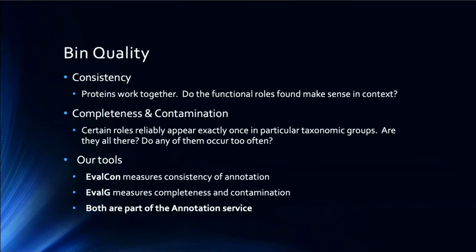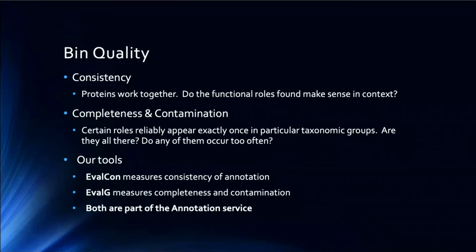One is whether or not they're consistent. Does the set of proteins that we see in this annotated genome reflect the functional roles that we believe are there? Do they make sense in context? We also want to take a look at completeness and contamination. If we look at genomes in a part of the tree, we'll find that there are sets of roles that you have if you have a certain set of functional roles in the genome.